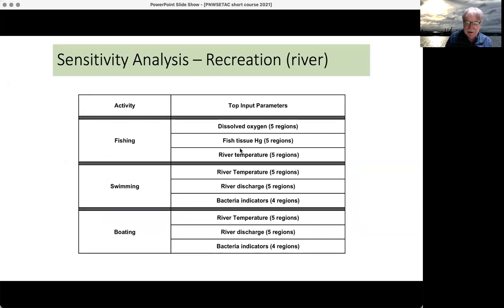For the sensitivity analysis for recreation, the top input parameters for fishing are dissolved oxygen, fish tissue, and river temperature. For swimming, river temperature, river discharge, and bacterial indicators. For boating, the river temperature, river discharge, and bacterial indicators. So there's some overlap, but not complete overlap, about what the most important variables are for calculating risk to these kinds of activities.